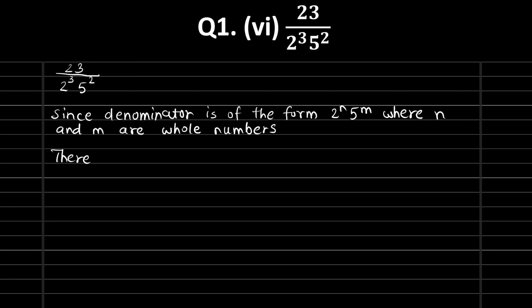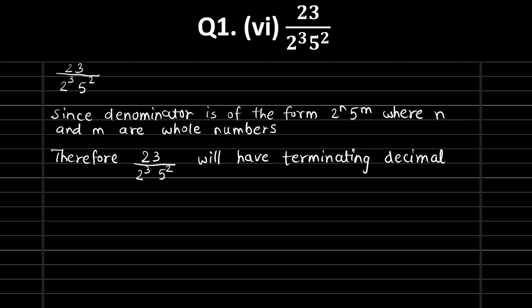Therefore, 23 upon 2 raised to 3 into 5 raised to 2 will have terminating decimal expansion, because the denominator is having in its prime factorization only 2 and 5 as its prime factors. Okay, not any other prime factor. So therefore, definitely this rational number will have a terminating decimal expansion.